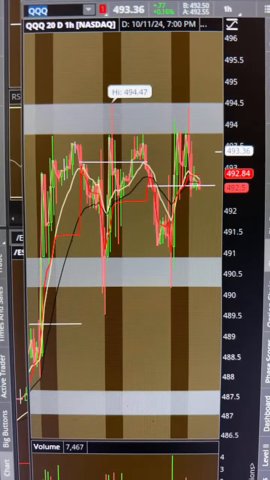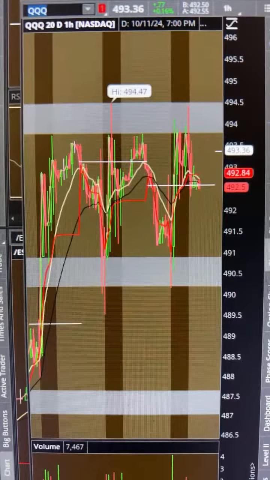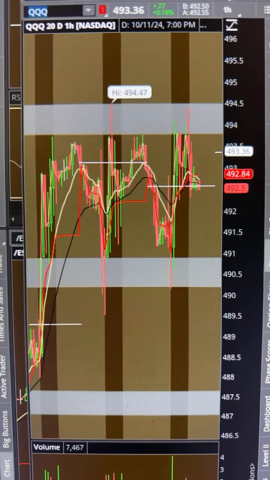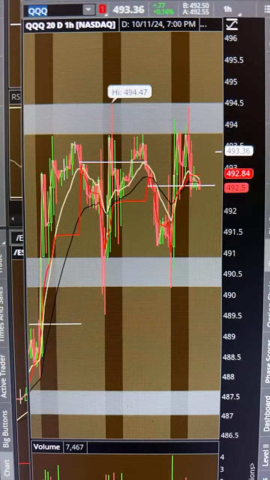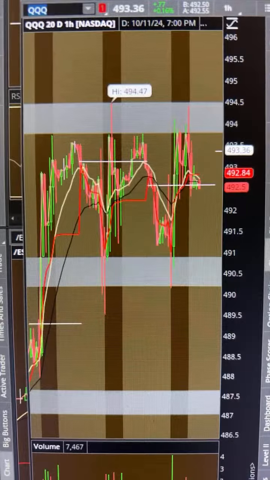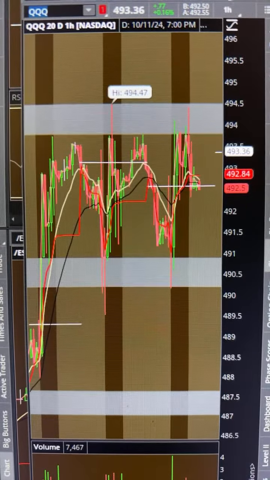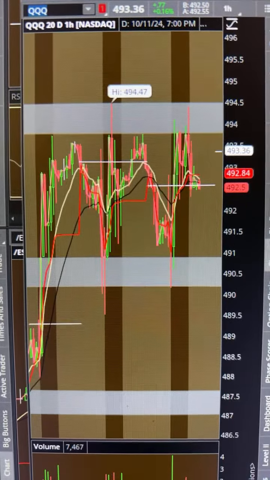Below that, the closest level I have is that bottom zone you see here on the screen. It goes from about right at that 487.6 down to 487.1. Watching that for a possible bounce for calls or NQ longs. And these are based off the hourly time frame.